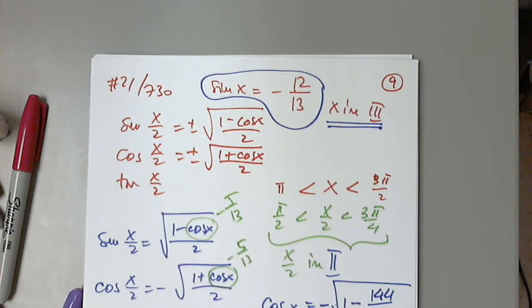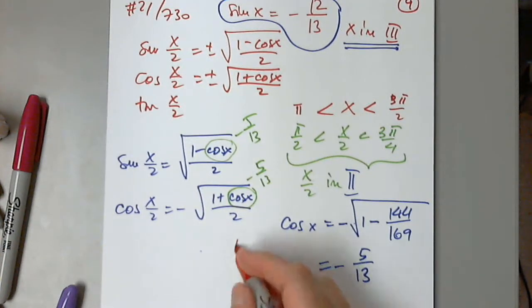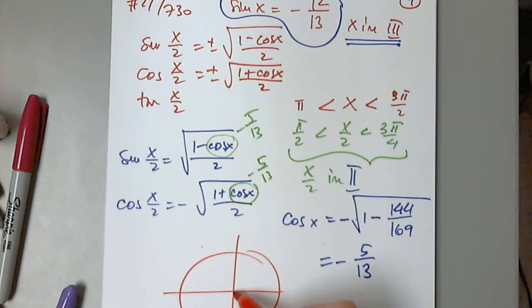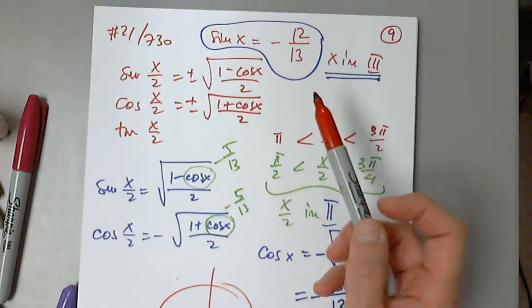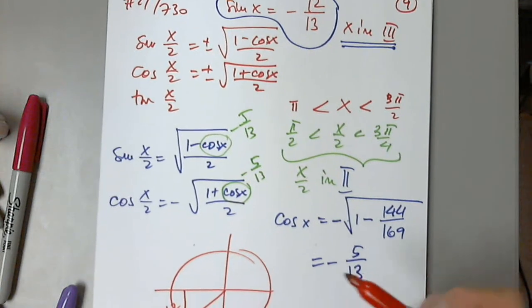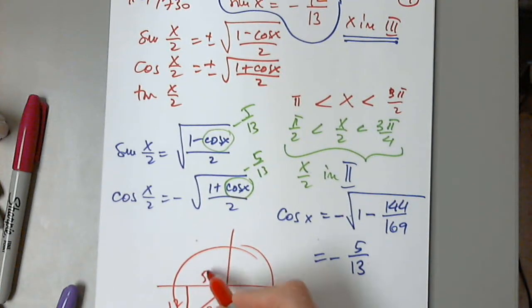Were you willing to show how to find cosine x there using the triangle method? Yes. You have to present a triangle in the third quadrant in which you have negative 12 over 13, so 12 and 13, and you have to find this as being 5.